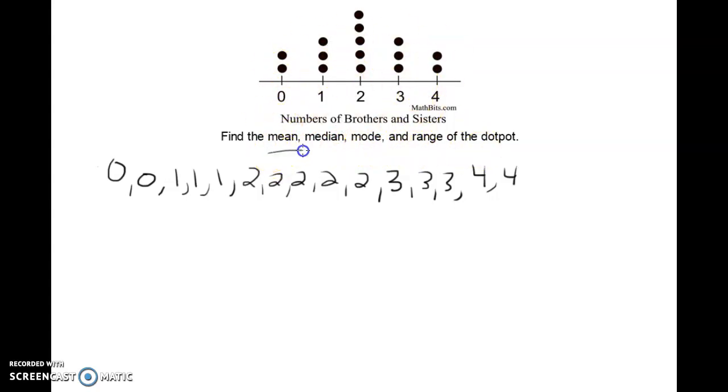So the mean, we should remember that to find the mean, we add all of these up and then divide by the number of numbers we have. So we have 1, 2, 3, 4, 5, 6, 7, 8, 9, 10, 11, 12, 13, 14, 15. So we have 15. So I'm going to add all of these things up here, and then I'm going to divide by 15. So I do 0 plus 0 plus 1. I'm not going to write all of them out, but I'm going to add all of these together, and then I'm going to divide by 15. All right, and that gives me 2.